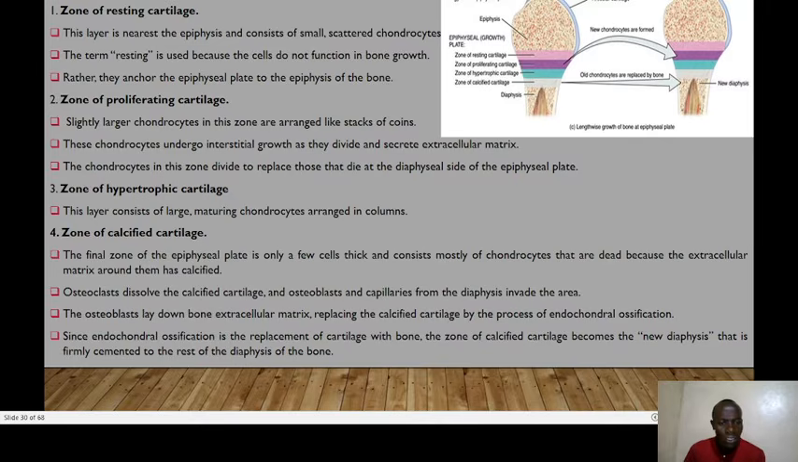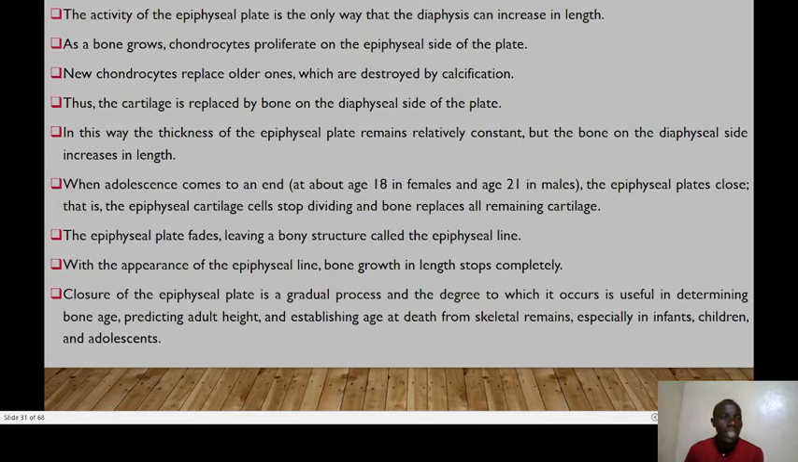Since endochondral ossification is the replacement of cartilage with bone, the bone of calcified cartilage becomes the new diaphysis that is firmly cemented into the rest of the diaphysis of the bone. So the activity of the epiphyseal plate is the only way the diaphysis can increase in length. As the bone grows, chondrocytes proliferate on the epiphyseal side of the plate. New chondrocytes replace older ones, which are destroyed by calcification. Thus, cartilage is replaced by bone on the diaphyseal side of the plate.